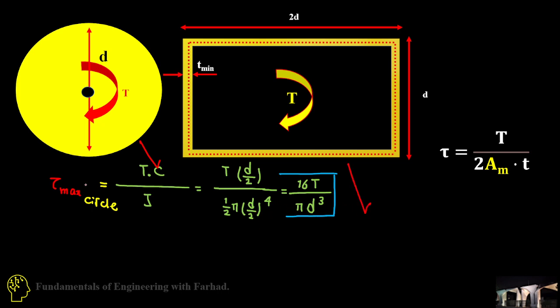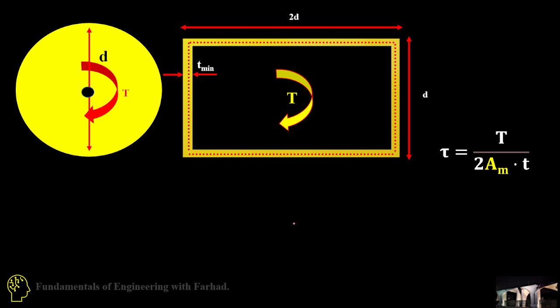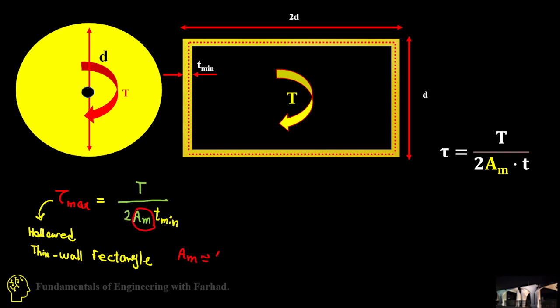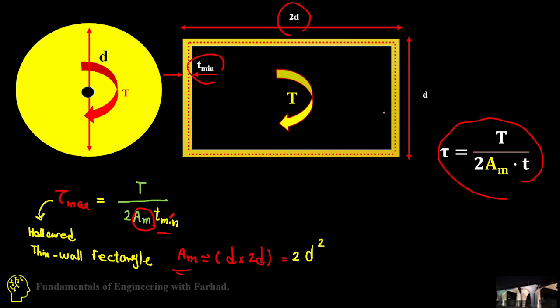And that makes tau maximum in a solid circular shaft 16 times torsion over pi times diameter cubed. On the other hand, tau maximum at the hollow thin walled rectangle comes from this equation, T over 2 area average times the minimum thickness. And for our case, because T is relatively small to D and 2D, we can just consider A average is almost D times 2D, so that's 2D squared.